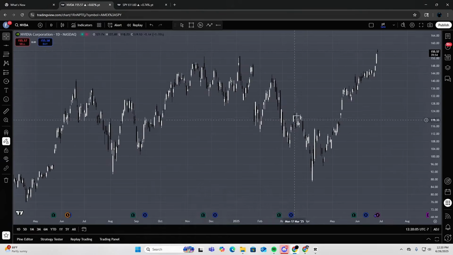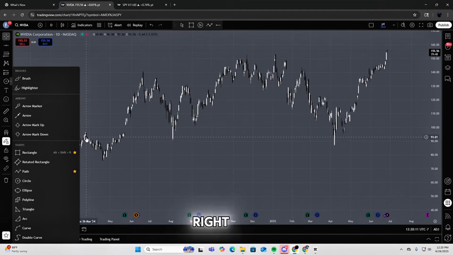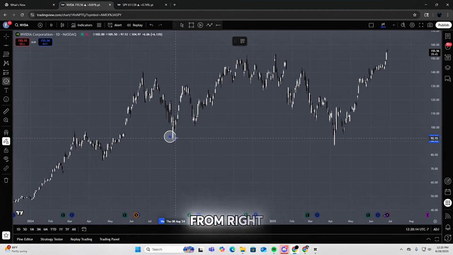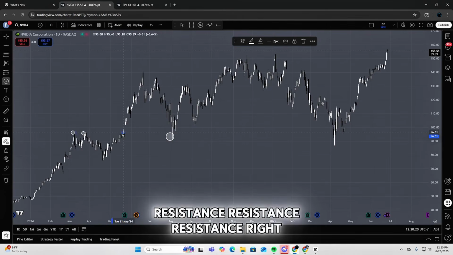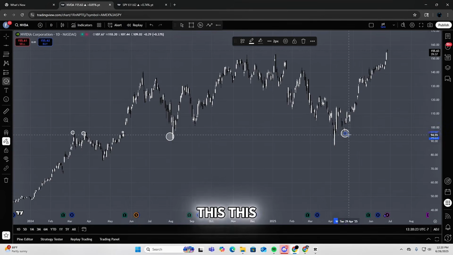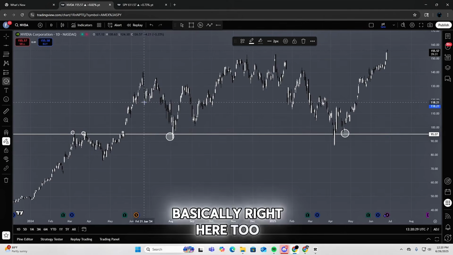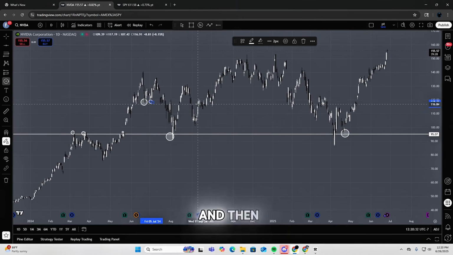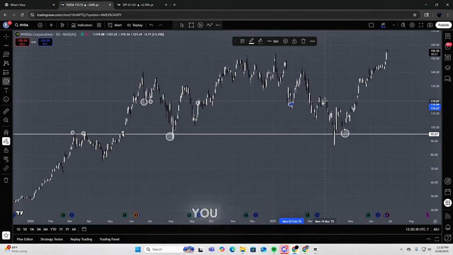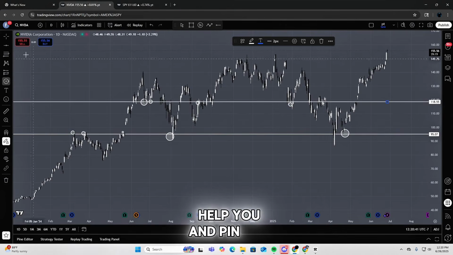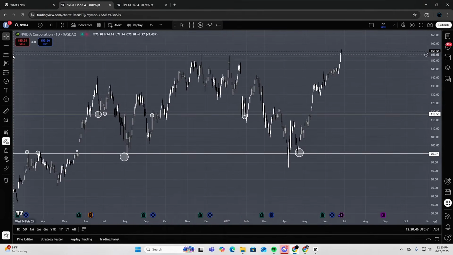So on this chart you guys are probably seeing a lot of chop, right? But we actually have our areas right here where we get bought up from. And this was actually a previous resistance, resistance, resistance. So then we mark this as a level. We also have right here an area where we got bought up from, and then this also got rejected. We can mark our areas like this. You could use these dots as well to help you pin where things are being sold off and bought up.